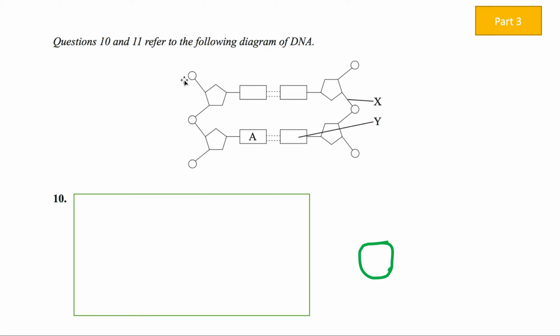Now, we know that DNA is made up of nucleotides. One nucleotide basically consists of this section: the circle, the pentagon, and the rectangle. The circle would be a phosphate group. This would be a pentose sugar, and this would be a base. The base is the part that holds the letters that code for something in your body. It's basically the alphabet letters of DNA.